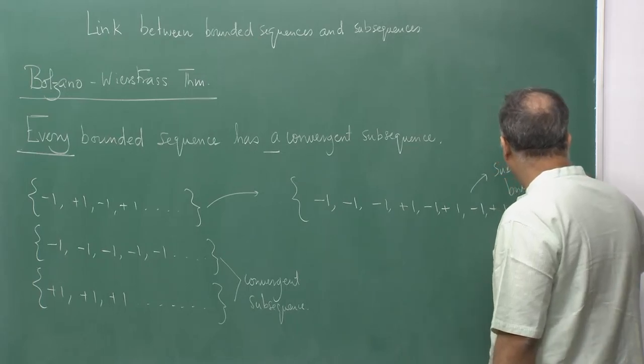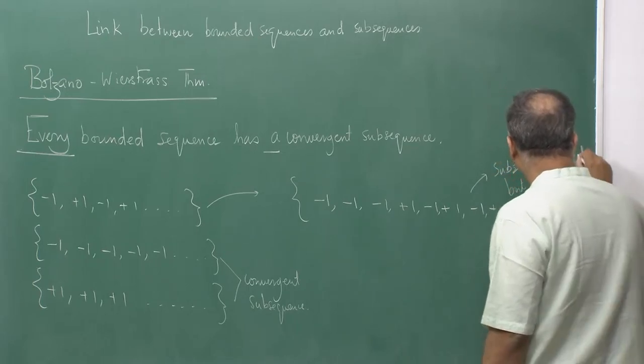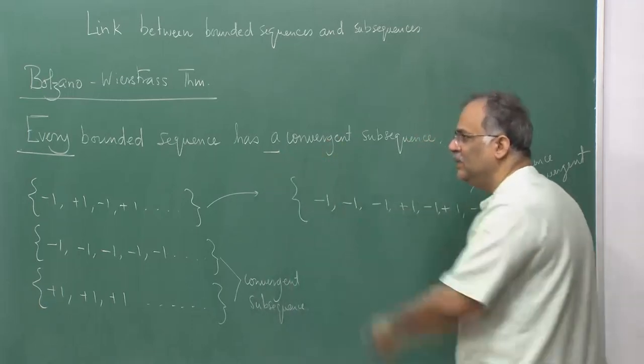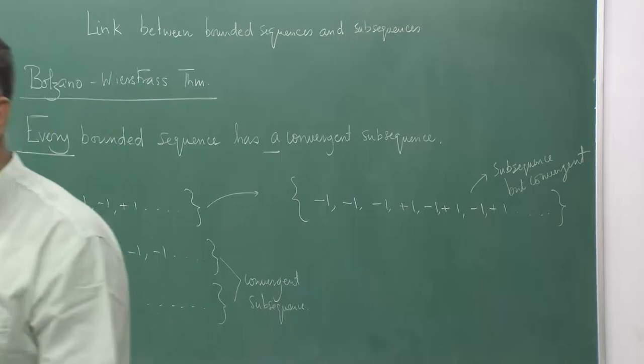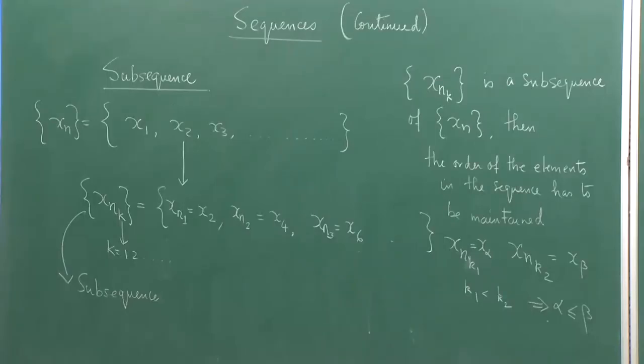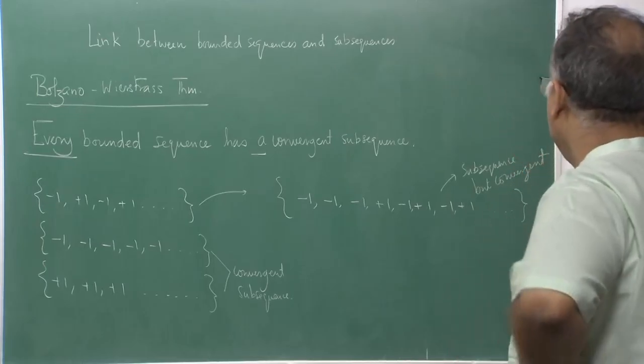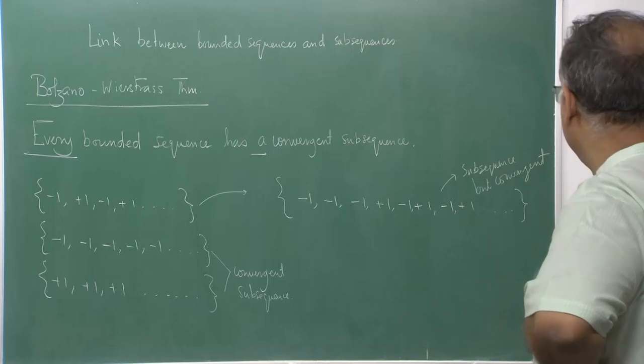The whole idea is to tell you that this theorem does not tell you that every subsequence that you have is convergent. There is a small correction here, this should be alpha less than or equal to beta, that is all. I just skip.